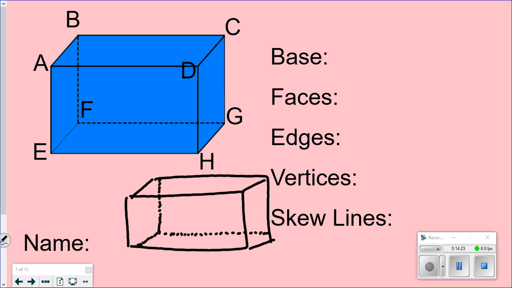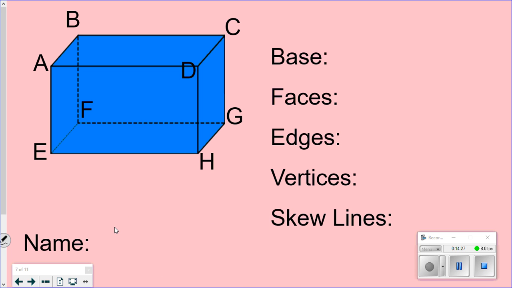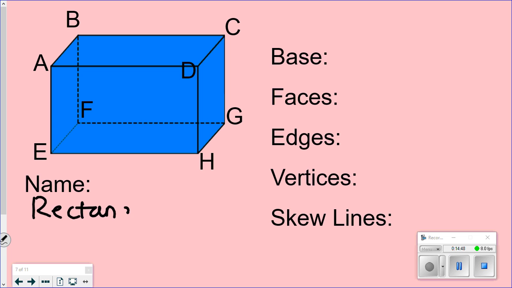Okay, you got it drawn in your notebook. All right, first thing we're going to do, because this is the first thing it's going to do in your homework, is it's going to ask you to name it. Not like Sally or Mark or Frank, but name it according to what the shape is. Anybody know? Yes, rectangular prism. Okay.